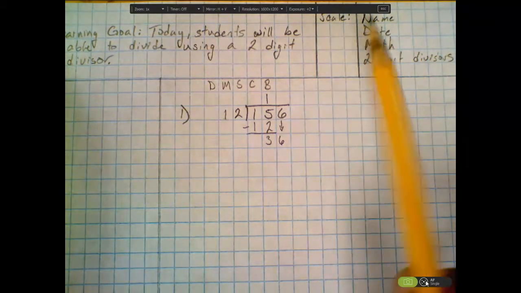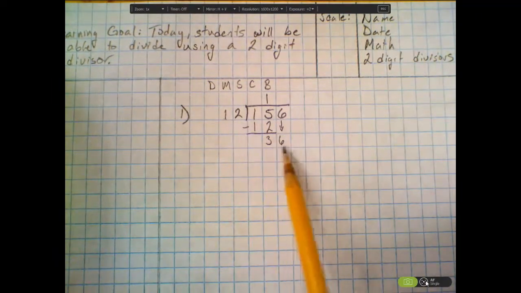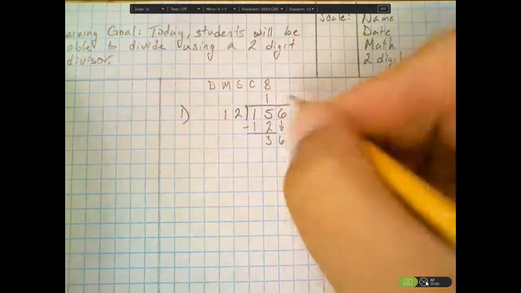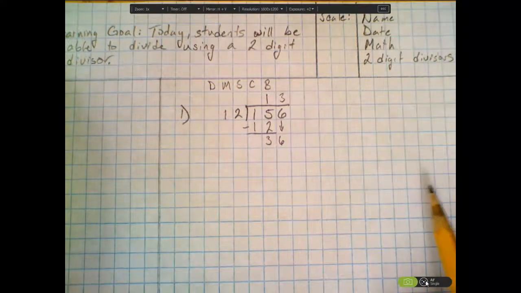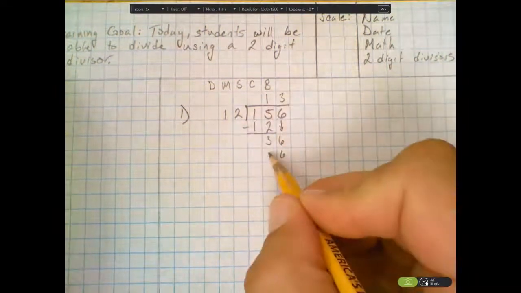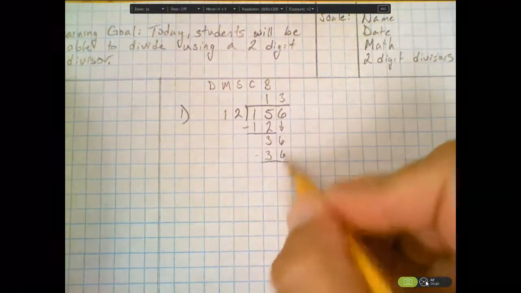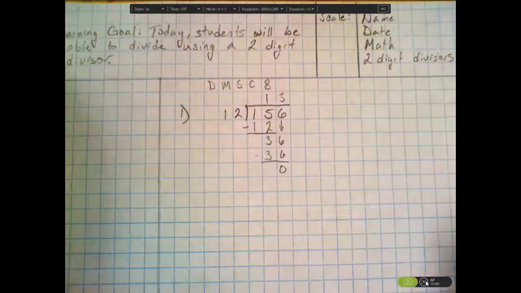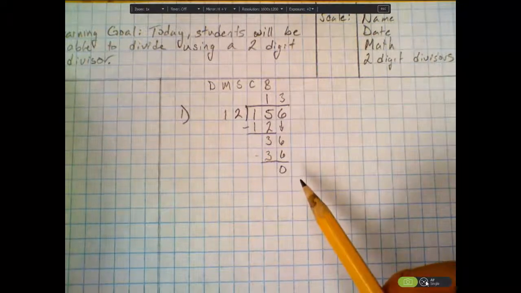Then we repeat. So we're going to see how many times 12 goes into 36. Well, we know that 3 times 12 is 36, so it's going to go in 3 times. 3 times 2 is 6. 3 times 1 is 3. We're then going to subtract. 6 minus 6 is 0. 3 minus 3 is 0. 0 is less than 12, and we're going to bring down.